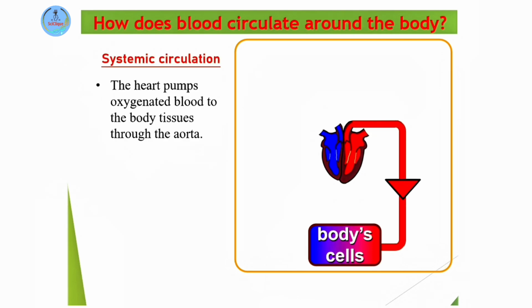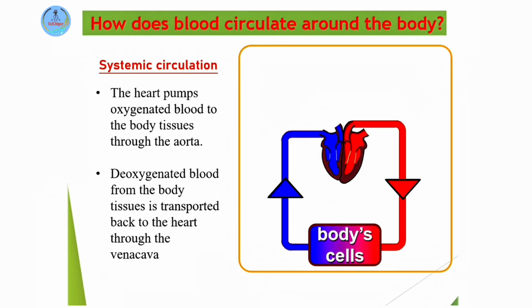In systemic circulation, you're going to have the heart pumping oxygenated blood to the body tissues. Of course, this is going to happen through the aorta. Now the next bit, deoxygenated blood from the body tissues is going to be transported back to the heart. When the blood leaves the body tissues, it's going to have a lower concentration of oxygen and a higher concentration of carbon dioxide, and therefore it's said to be deoxygenated. This is going to be transported back to the heart through the vena cava, and this is systemic circulation, as simple as that.